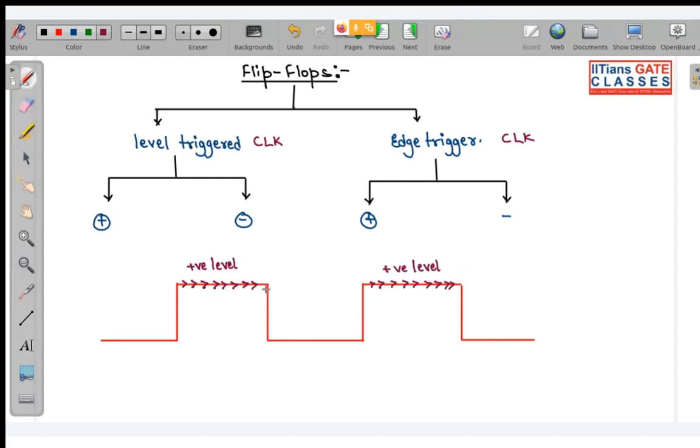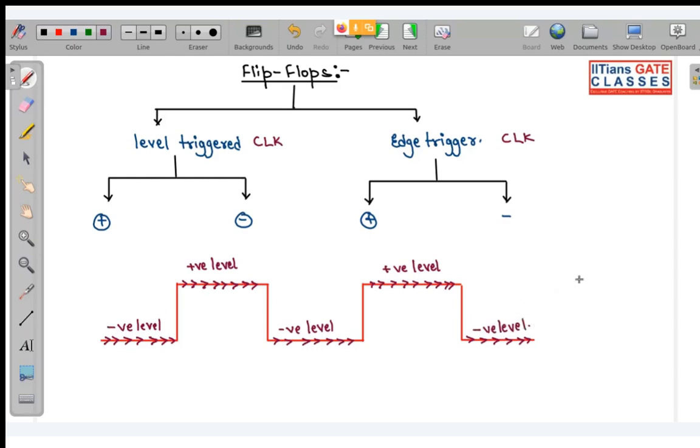So this is your positive level. Similarly, if it is negative level triggered, these are all your negative levels. At these places only your flip-flop is allowed to change states. This is your negative level. Now these are your levels.